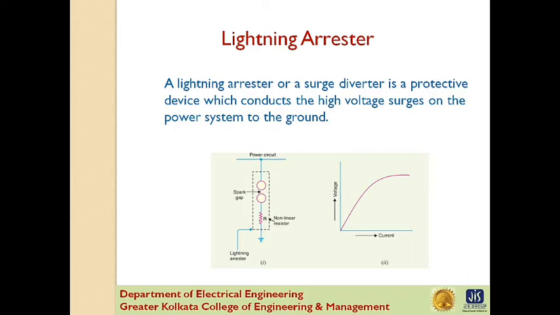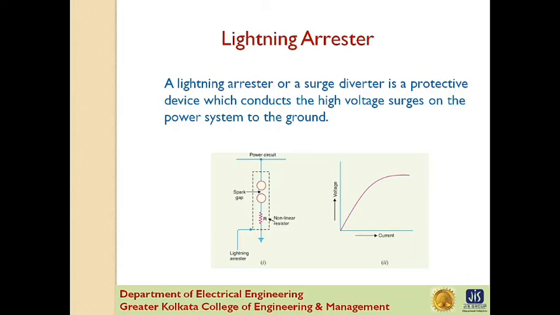Now, in the first figure, this is the basic form of a surge diverter. It consists of a spark gap in series with a nonlinear resistance. This is the spark gap, and it is connected in series with the nonlinear resistance. One end of the diverter is connected to the terminal to be protected, and the other end is effectively grounded.